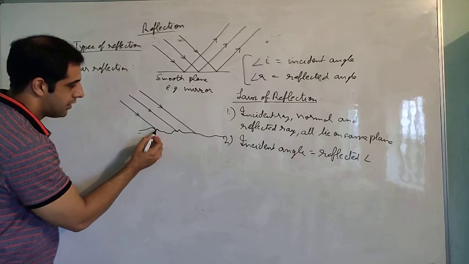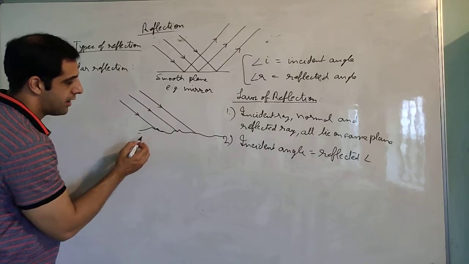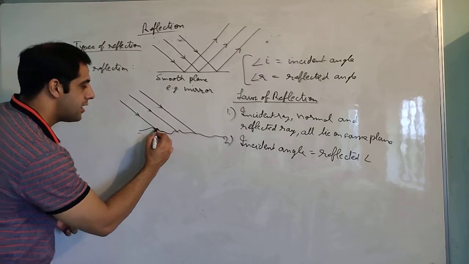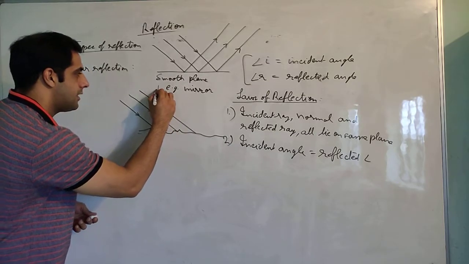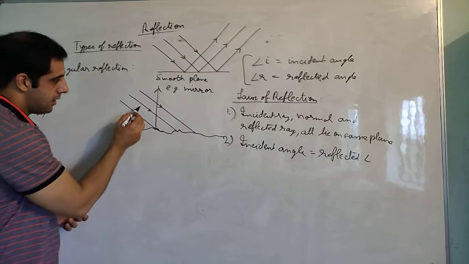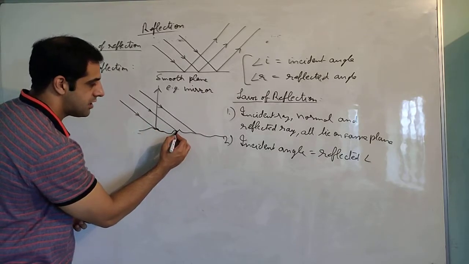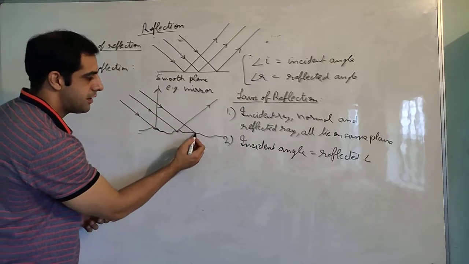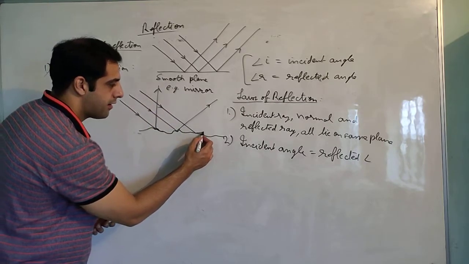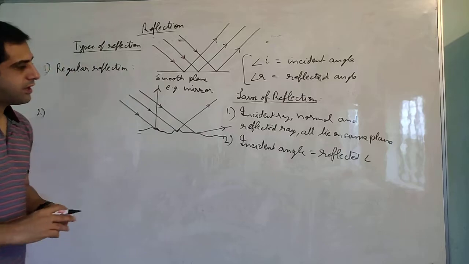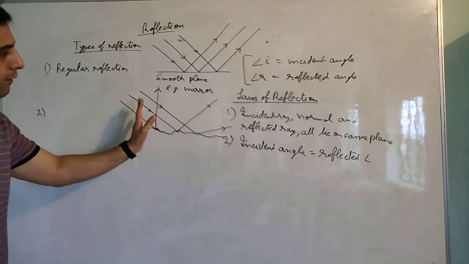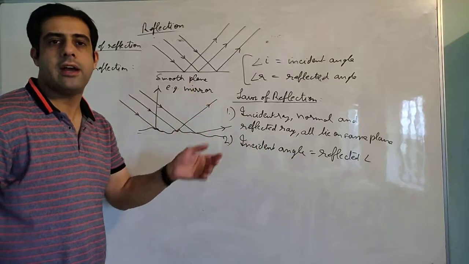If there is an irregularity here on the surface and this incident ray falls here, then it will be reflected like this. Similarly, if this incident ray falls here, it will be reflected like this. If this incident ray falls here, it will be reflected like this. So as you can see here, the incident rays are all parallel to each other, but the reflected rays are not parallel. And why are they not parallel?